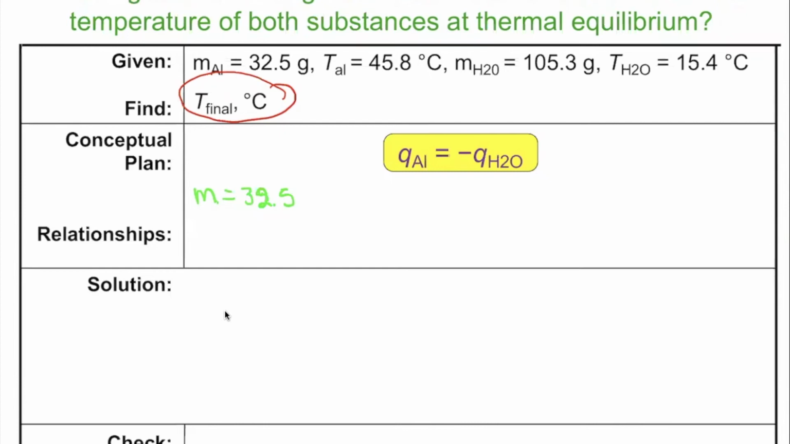Your T final, which is going to be the same for both. Let me do it in a calculator. It should be 17.3 Celsius. That's your T final. And you're going to have one of these on the exam.